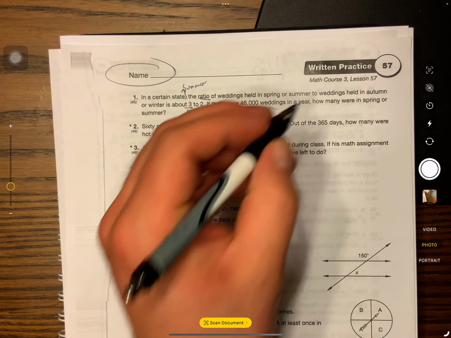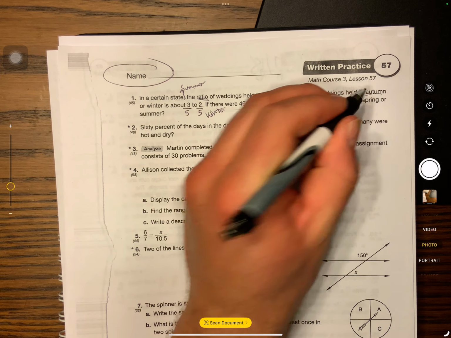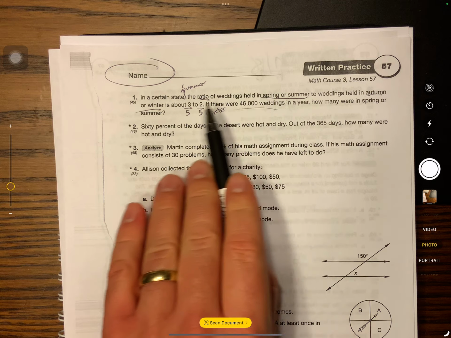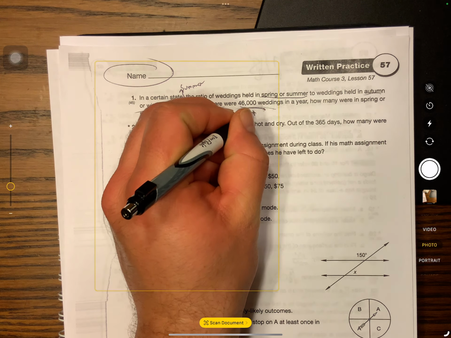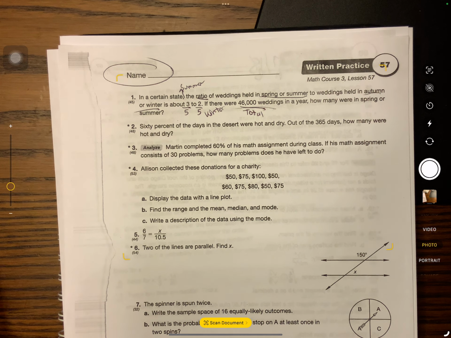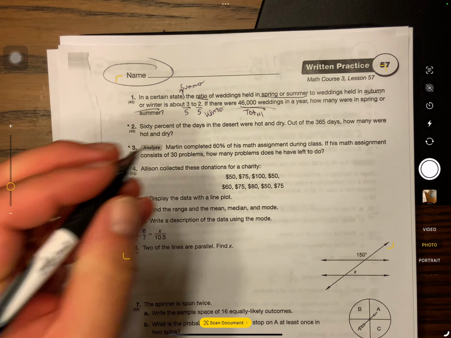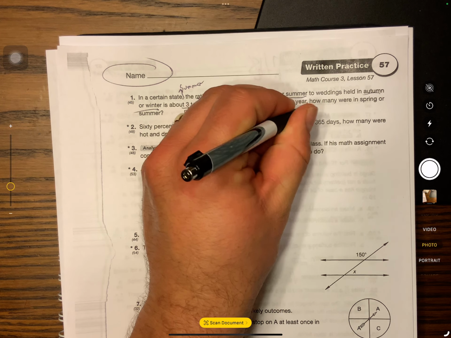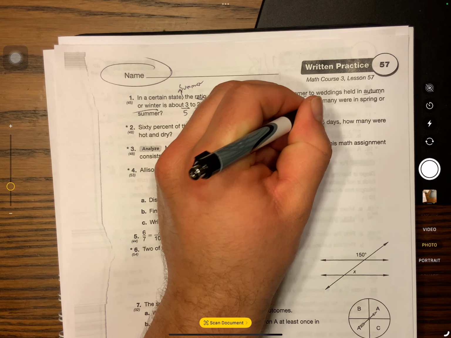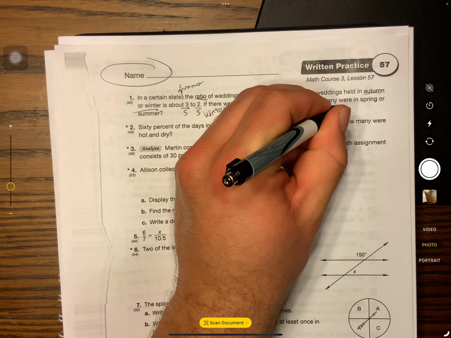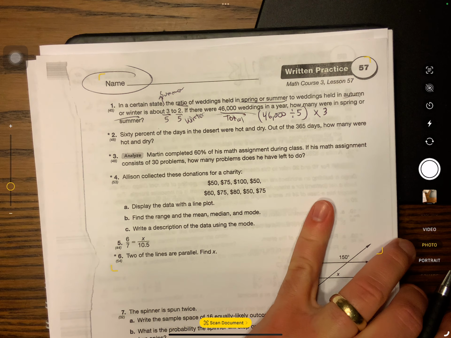Well, it's the first one mentioned. Spring or summer is being compared to autumn or winter. So the first one goes with the first one and the second one goes with the second one. Then we have the total here. So grab those calculators and do 46,000 divided by 5, which is the bottom number, and then times that by 3. 46,000 divided by 5, and then multiply that value by 3. And that will help you get the answer.